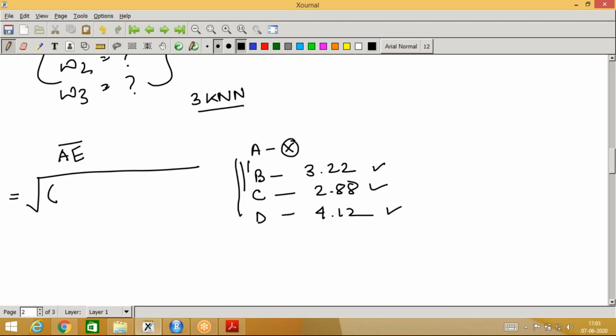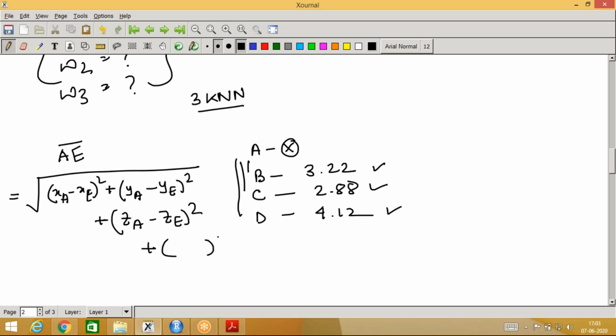How will I do that? I will do it like this: (xa minus xe) square plus (ya minus ye) square plus (za minus ze) square, plus something something, plus something something. If there are lots of variables, I will keep on calculating. Right? Are you with me? I have to calculate the whole thing.